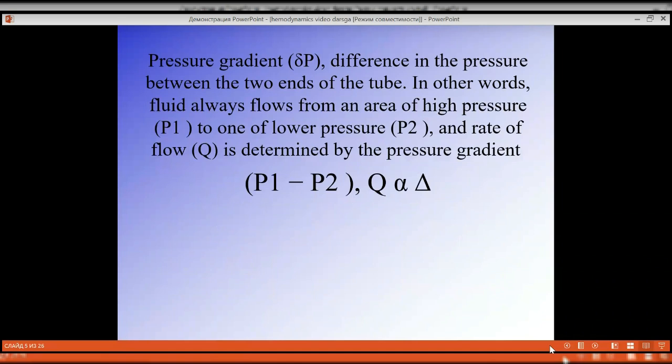The pressure gradient is the difference between the two ends of the tube. In other words, fluid always flows from an area of high pressure to one of lower pressure, and the rate of flow is determined by the pressure gradient. You can see from this formula that blood flow is always proportional to the pressure of the blood.